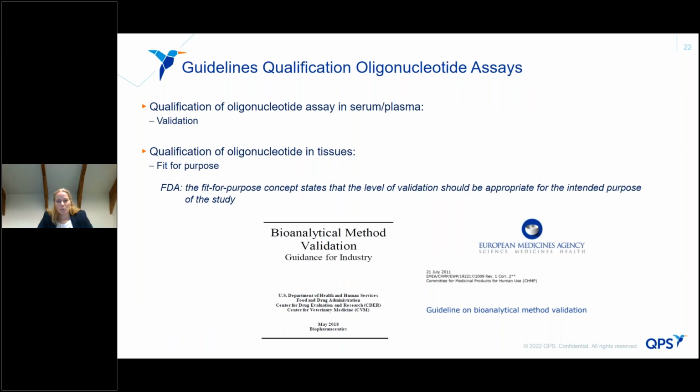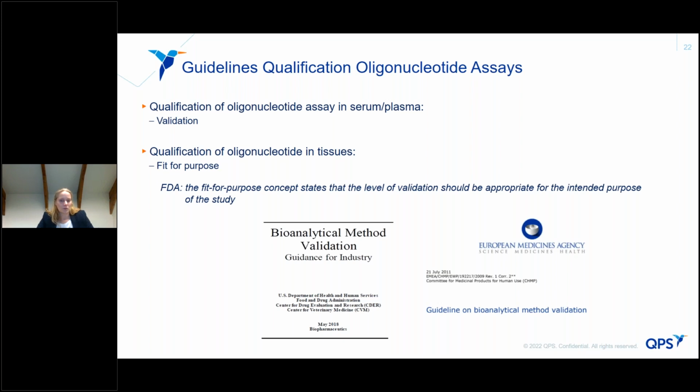So, regarding the guidelines for the qualification of oligonucleotide assays, there are two major guidelines available: the Bioanalytical Method Validation Guidance for Industry from the FDA, but also the EMA guideline on bioanalytical method validation. If you need to qualify your oligonucleotide assay in serum and plasma, these guidelines are really helpful to validate your assay. If you want to qualify the oligonucleotides in tissue samples, then a fit-for-purpose approach is the way forward.